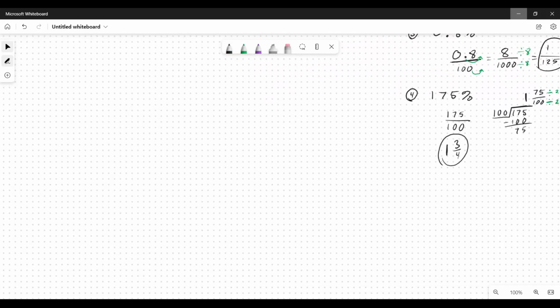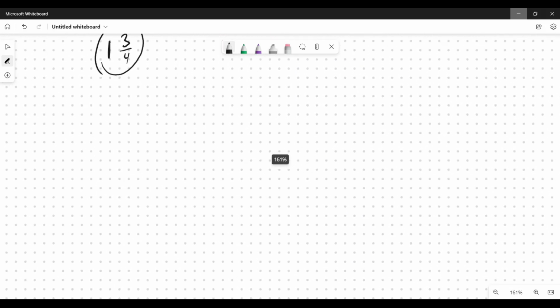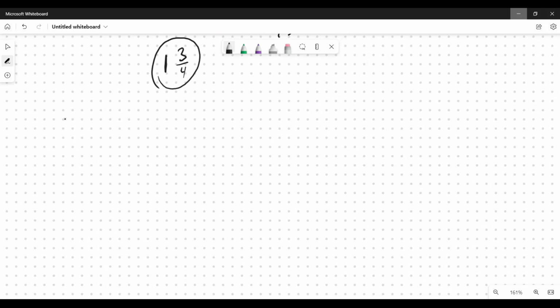All right, so we're going to shift some gears just a tad, and we are going to write each fraction as a percent.